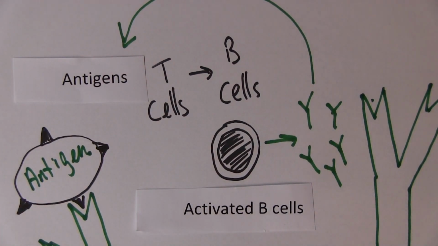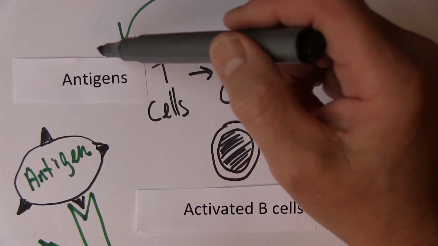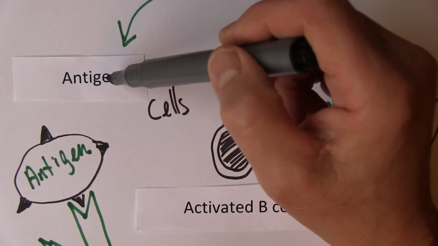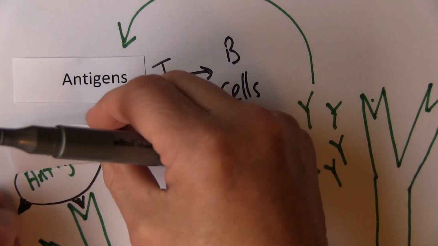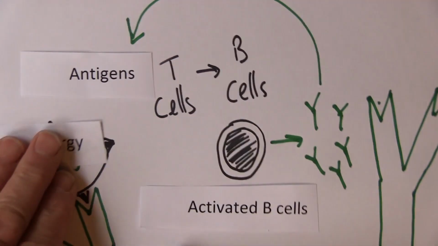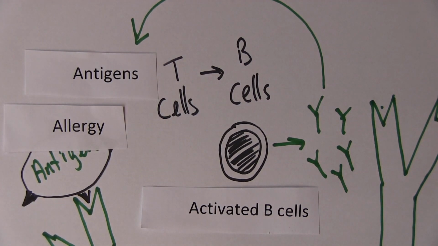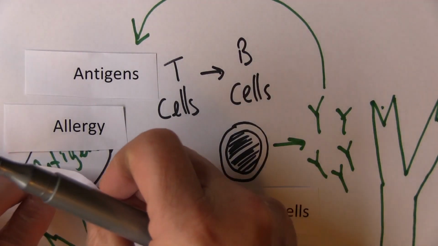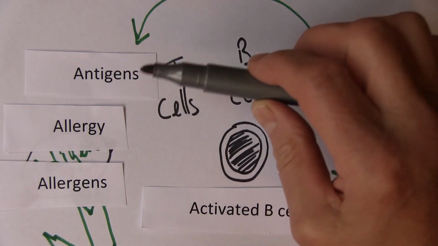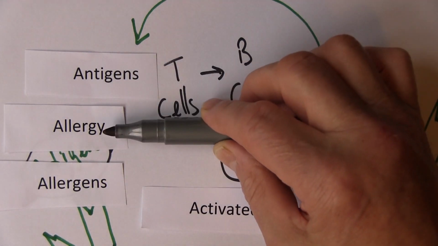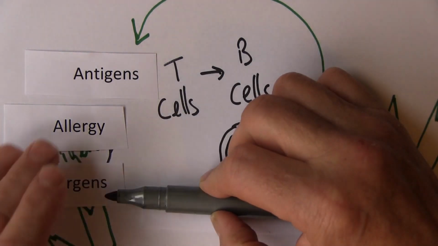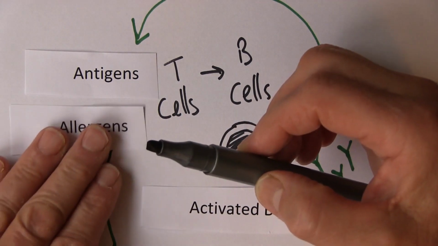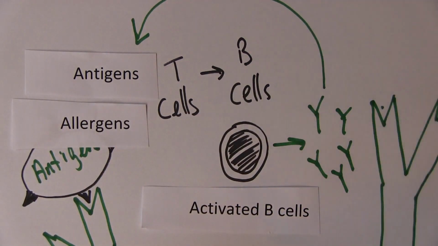But in allergy, this goes wrong. In an allergic situation, something which is not a threat to the body is recognised as an antigen. And in that case, we could call it an allergen. So antigens in allergy are recognised as allergens. So the antigen is an allergen in this case. It's not supposed to generate an immune response, but it does.